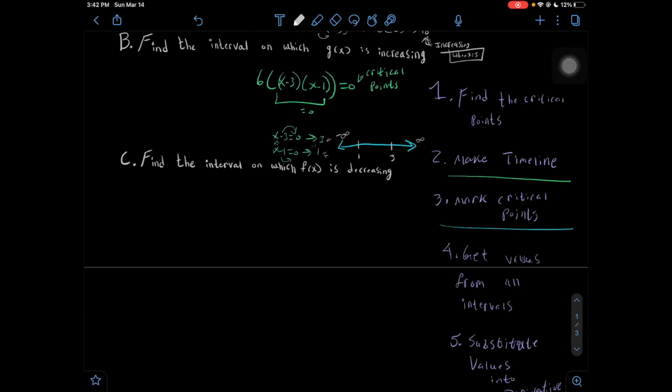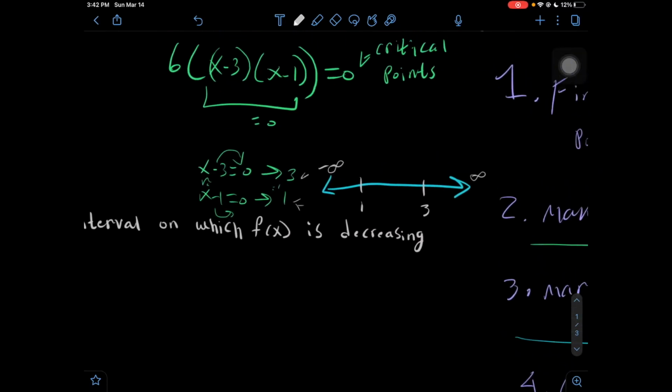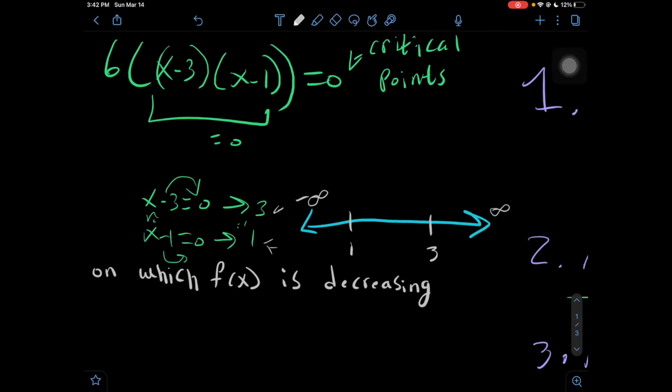And step 4 says to get values from all intervals. What this means is that we can see that we have an interval from negative infinity to 1, we have an interval from 1 to 3, and we have an interval from 3 to positive infinity. So you want to get some value that falls within each of these intervals. Between negative infinity and 1, I just called that interval number 1. Let's get a value from there. And let's just say that we chose negative 3 here.